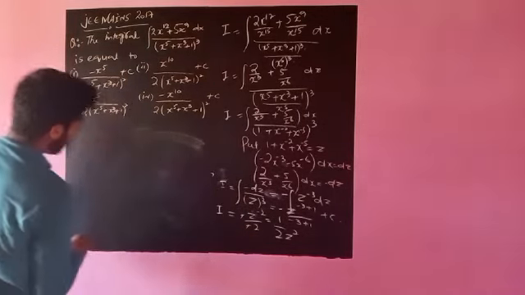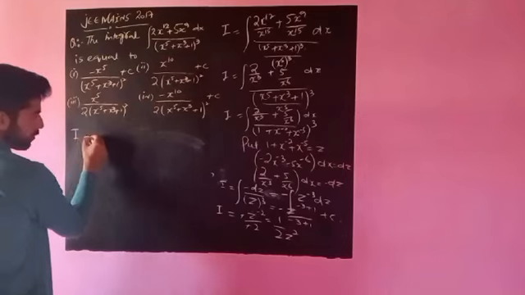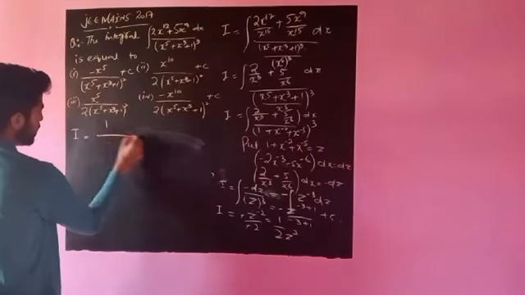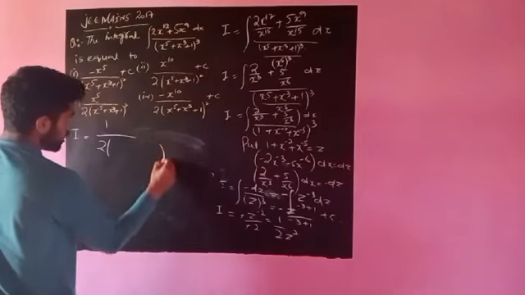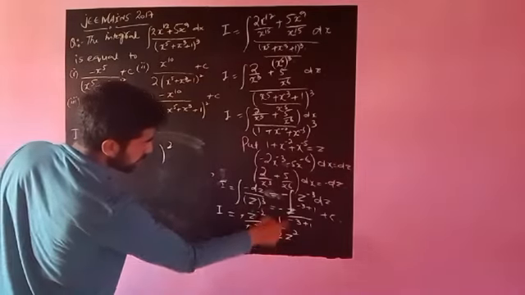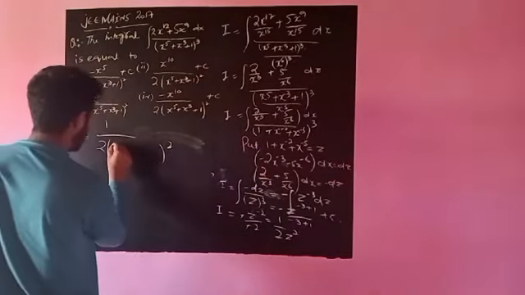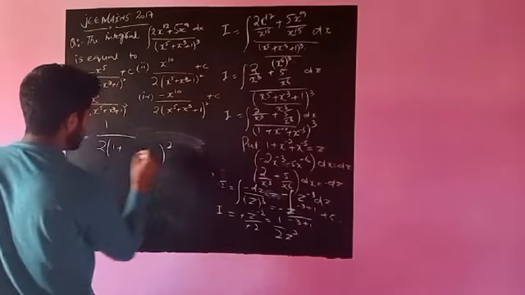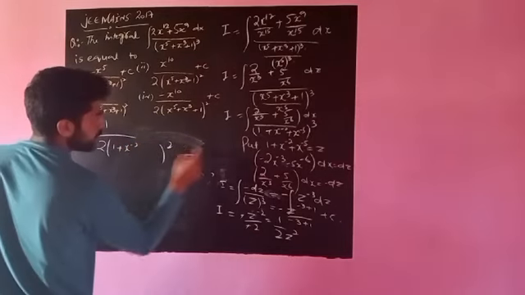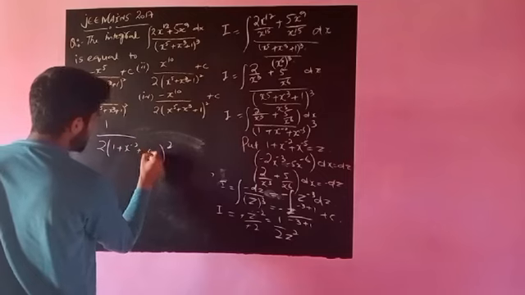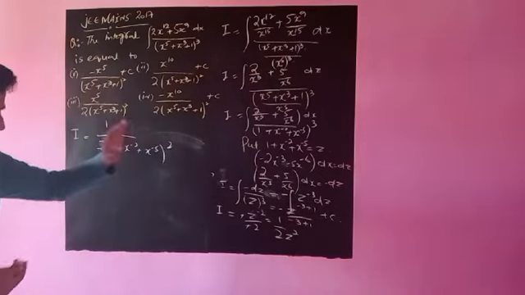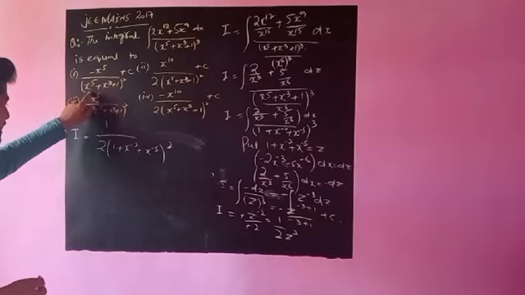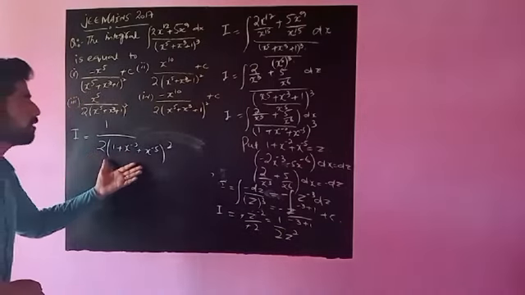Here we write that I is equal to 1 divided by 2, and replace z, that is the square of z, which is 1 plus x raised to the power minus 2 plus x raised to the power minus 5. Then we will check the options. Here is x raised to the power 5, and x raised to the power 5 is absent.